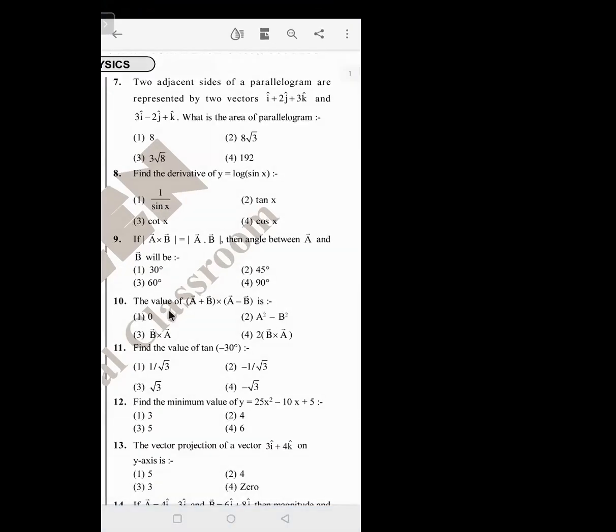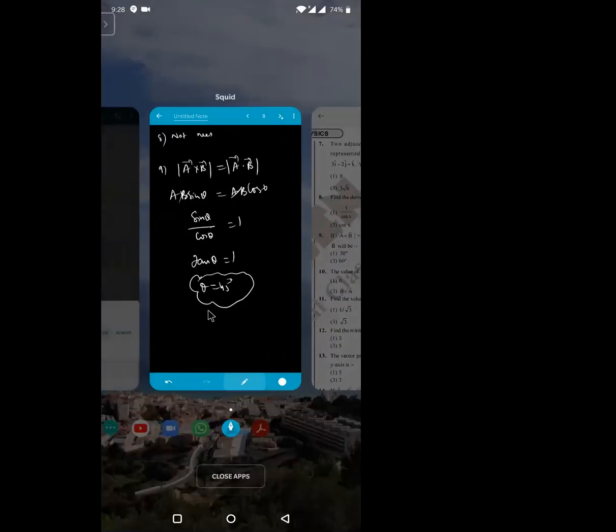Question number 10, you see right now, beta. The value of your A plus B bar cross A minus B bar is equal to how much for the given condition. We just need to multiply this one, beta. The value of A bar plus B bar cross A bar minus of your B bar. So this is question number 10. I'm writing here, you see. So it is A bar plus of your B bar. Already we did this type of question. Cross of your A bar minus of your B bar.